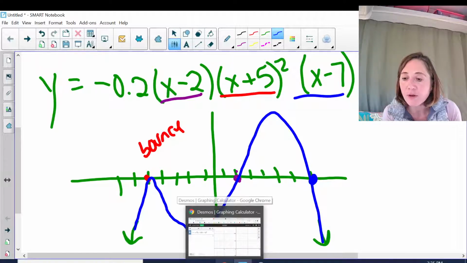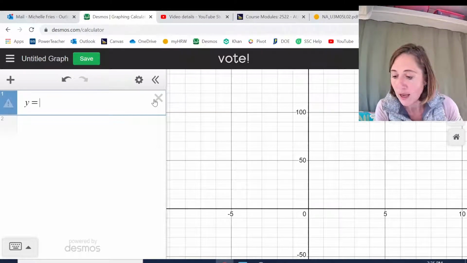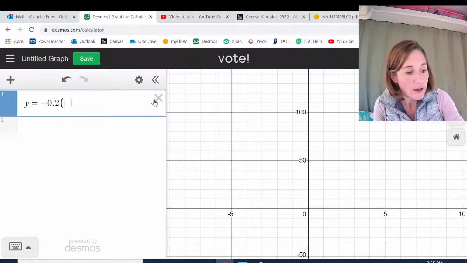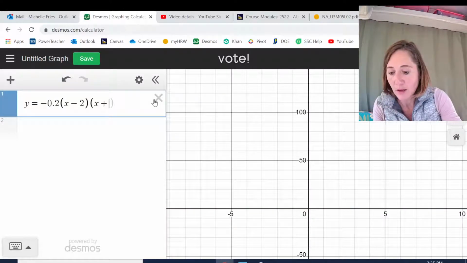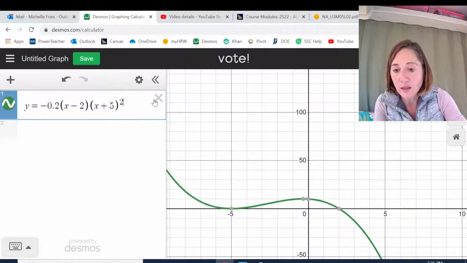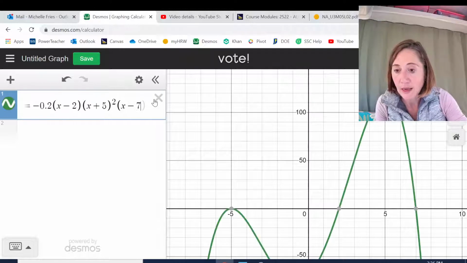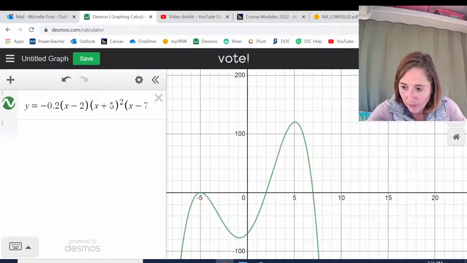So let's go over to Desmos and see what this would look like. So I'm going to graph this. So y equals negative 0.2 times (x minus 2) times (x plus 5) quantity squared times (x minus 7). Close that parenthesis. Okay, so looking at this graph.